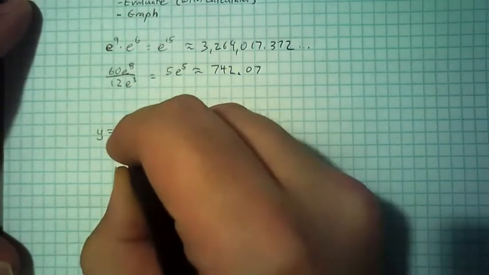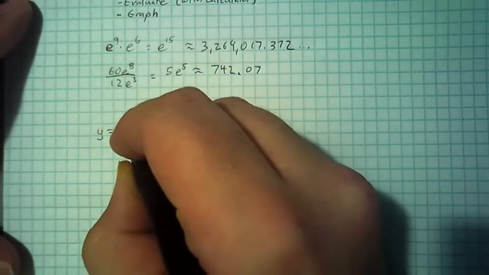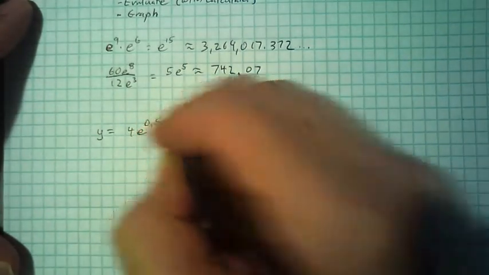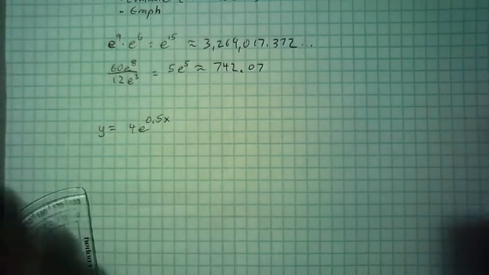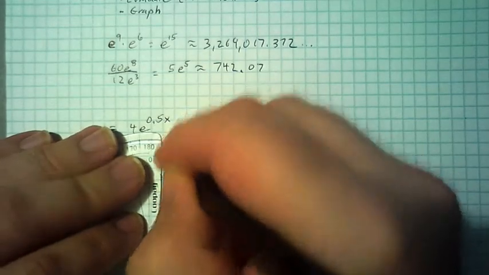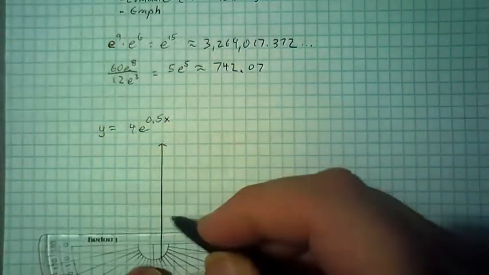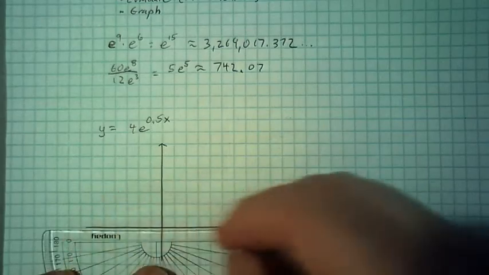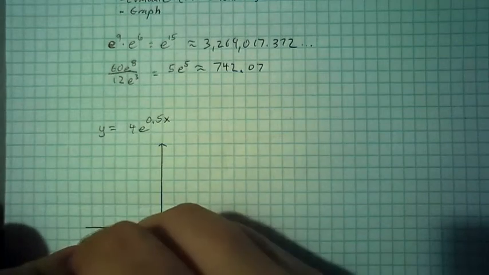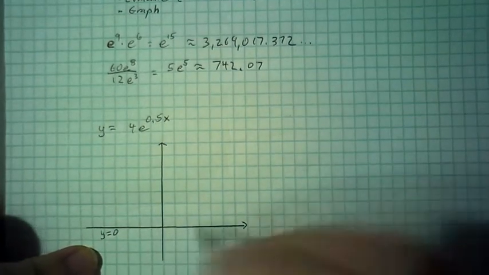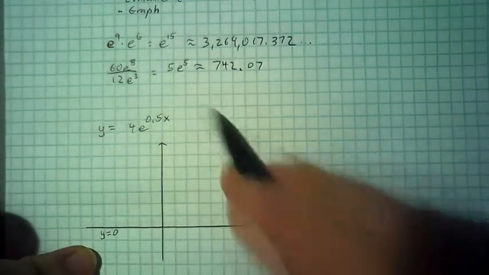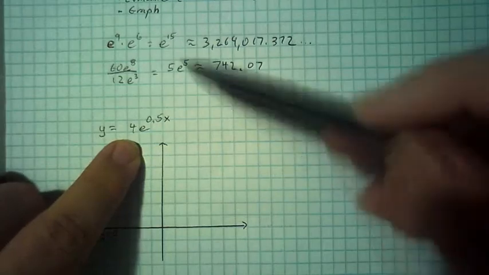Let's start with this one, y equals 4e to the 0.5x power. Now the first thing I do anytime I'm graphing an exponential function is think about my horizontal asymptote. Since there's nothing being added outside, there's no k out here, the horizontal asymptote is at 0, y equals 0. So it's going to come up from the x-axis, and then it's going to bump into the air really quick, because that's how our exponential functions work.